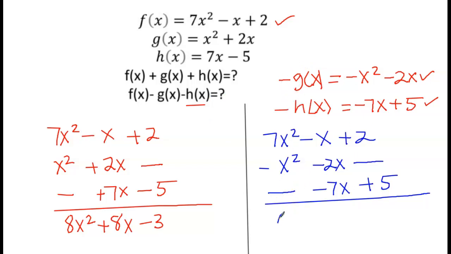So if we add it, we get 6x squared. And here all of them are negative. You put them together, 1, 2, which is negative 3, then 7, negative 10. So negative 10x. And here we got positive 7. That's the final answer.